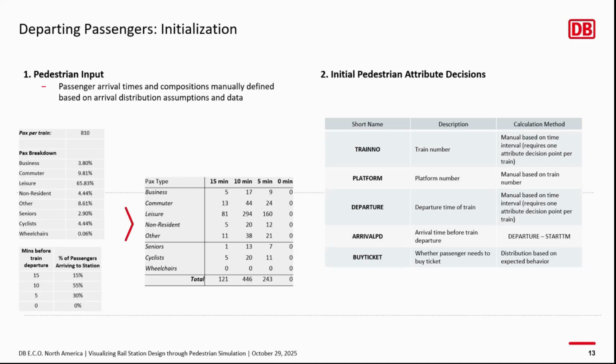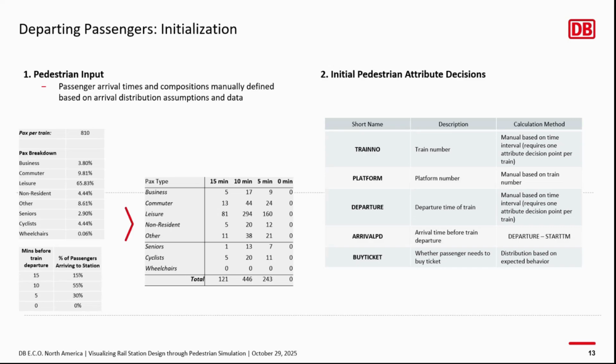When initializing the model, pedestrians are assigned a few attributes that guide their route decisions through the model. They're manually assigned train numbers and then their corresponding platform numbers and departure times. From that, we get their arrival period, so how much time is left until their train departs. And then there's also an attribute on whether or not they need to buy a ticket when they reach the station.